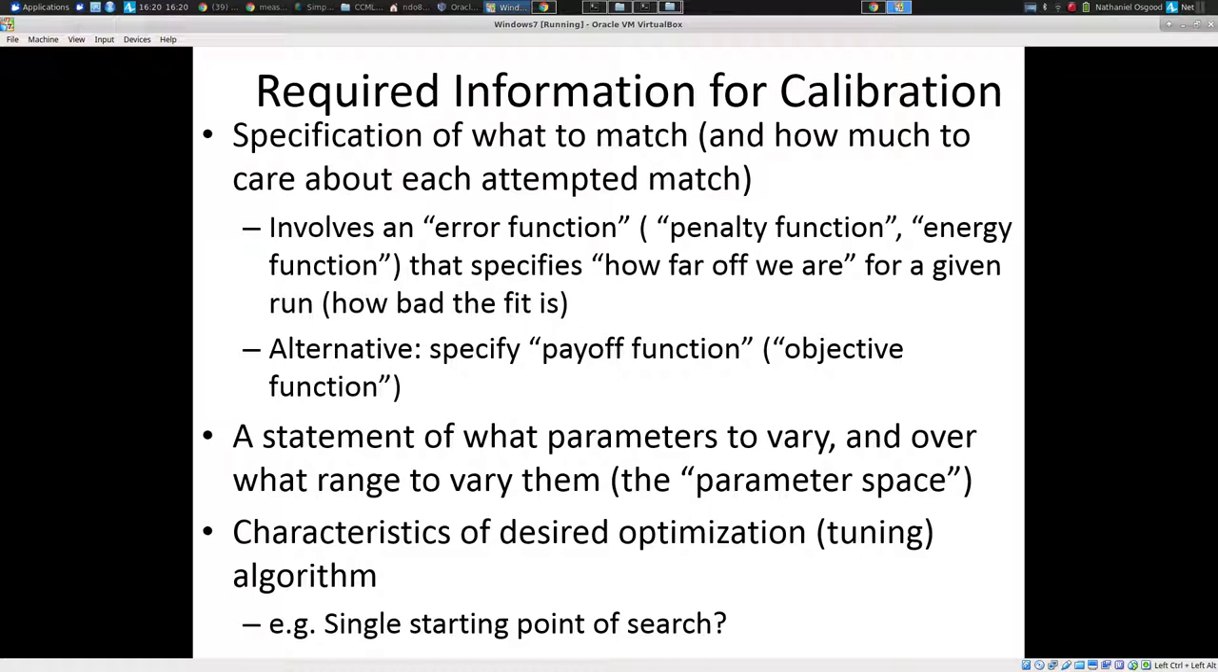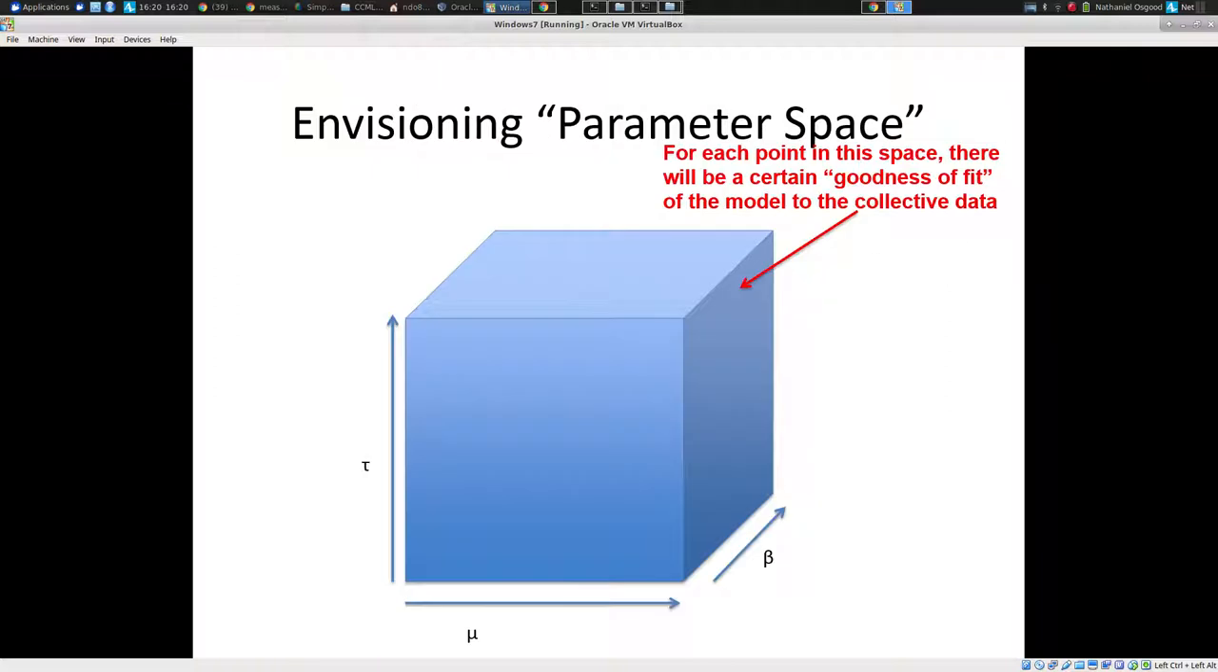So in order to run calibration, you need to specify a couple things. What to match, what data you're gonna match from the world. You need to specify what parameters to vary, over what range to vary them, and how you want it to adjust those parameters. This often comes with the software. This specification of how to match, that's something which will often also draw on the software's abilities.